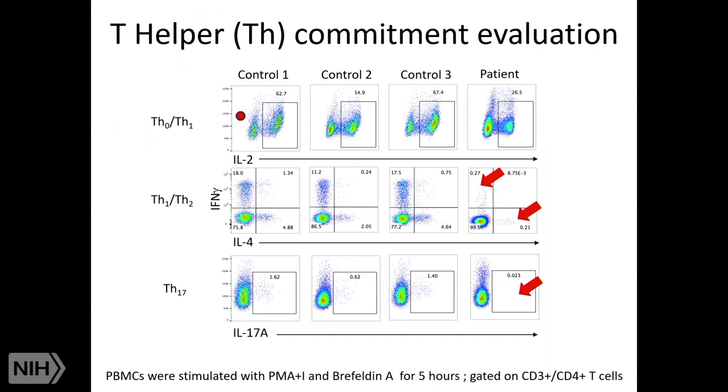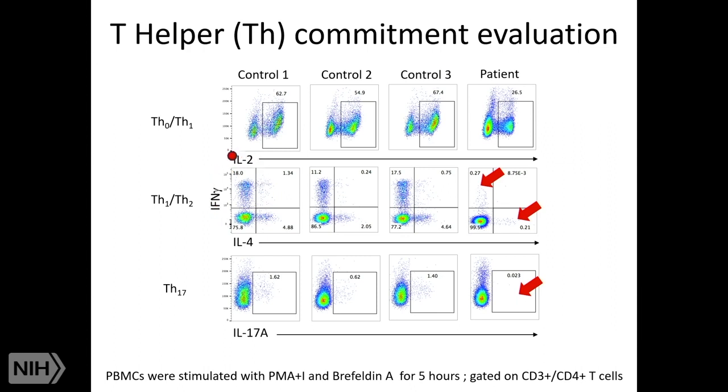Th0 and Th1 produce IL-2. You have here control 1. That's another thing: one control, BS. You need more than one control. One control could be an outlier. So here you have control 1, control 2, control 3. All of them have IL-2. And this patient also is producing IL-2. So it means that the patient has Th0, because Th0 cells do produce some IL-2, and probably also Th1.